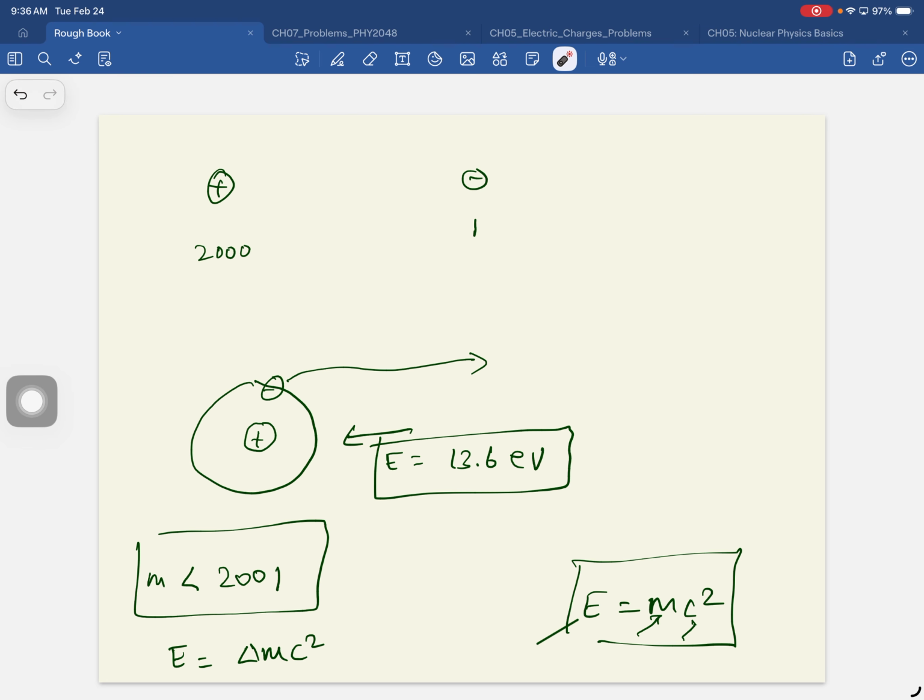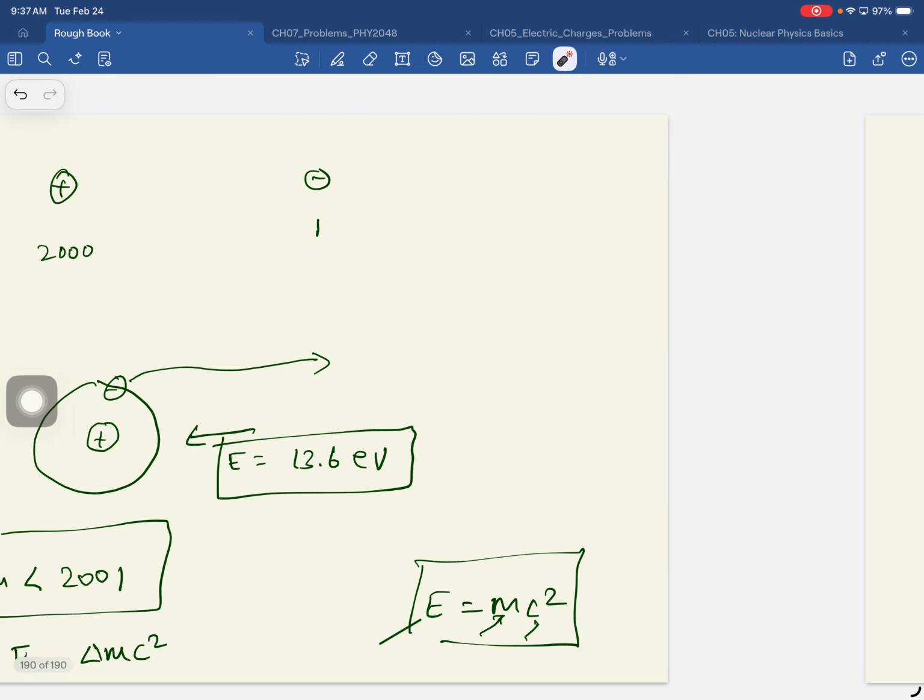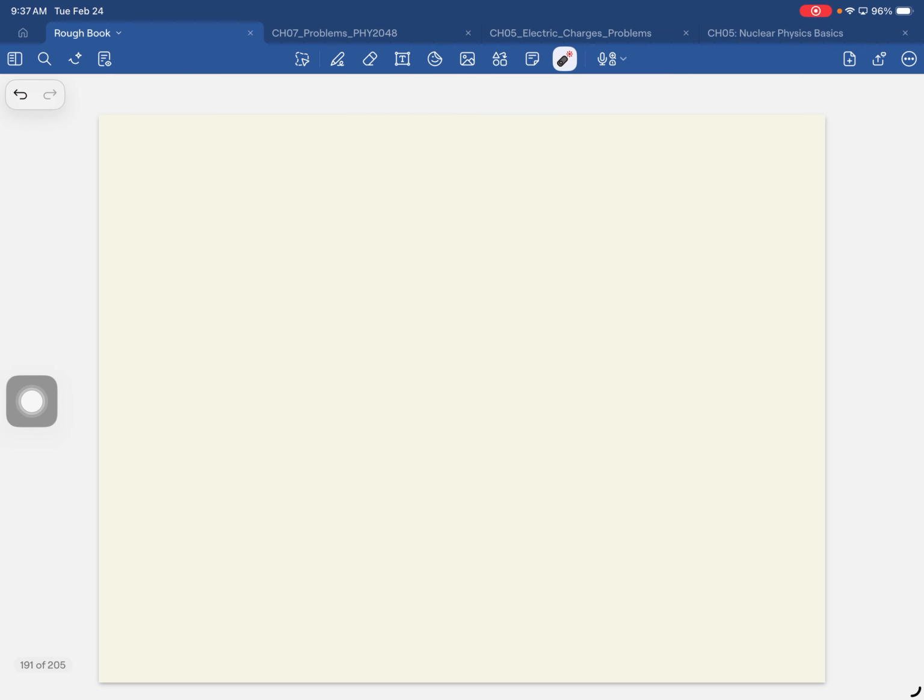All right. So if the bound state is tighter, what do you think will happen? Will it weigh less or more? The tighter it's bound, the less it'll weigh. Everybody understand that concept? Okay. So the tighter you are bound, the less you'll weigh.